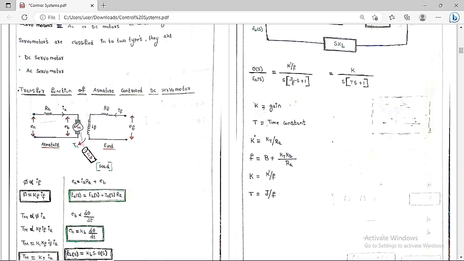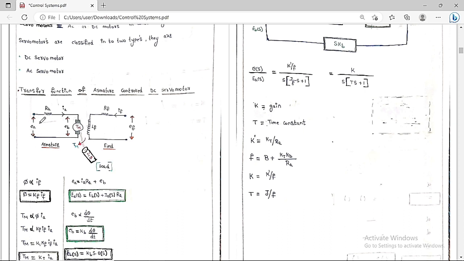For this motor, we connect some load. The load has some inertia J and also some damping coefficient B. So J is the inertia and B is the damping coefficient. Tm is the motor torque, the amount of torque produced by this motor. This is the field winding, which has some resistance Rf and some inductance Lf. The field voltage is Ef and the field current is If. Now we are going to obtain the transfer function for this armature-controlled DC servo motor.